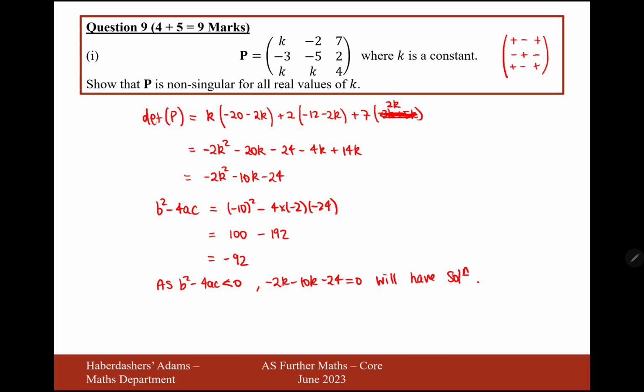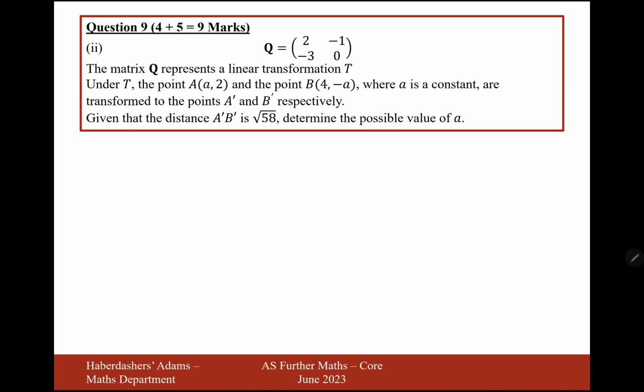Now we need to link it into the non-singular part of the question. As the determinant of P cannot equal 0, the matrix P is non-singular. And there we are, that's the answer to part one.